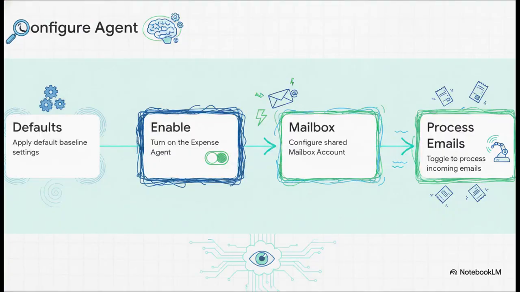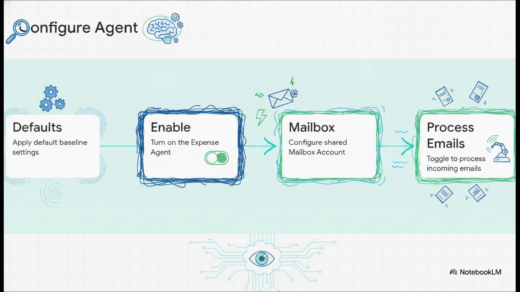Section 2. Expense agent setup. All right, let's get our hands dirty. To get this AI-driven agent up and running, you're going to head over to the General FastTab in the Expense Agent Setup. First up, Microsoft highly recommends applying the default settings just to establish a solid baseline. Second, you'll want to toggle Enable Agent so it can actually start processing submissions.